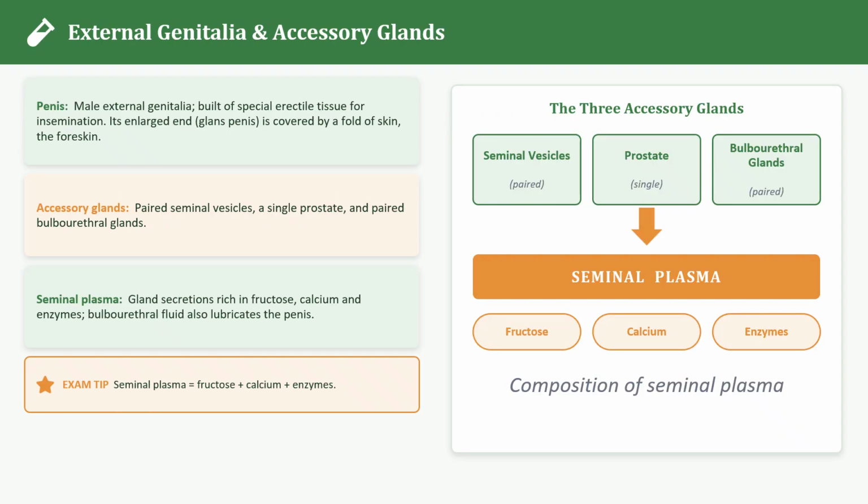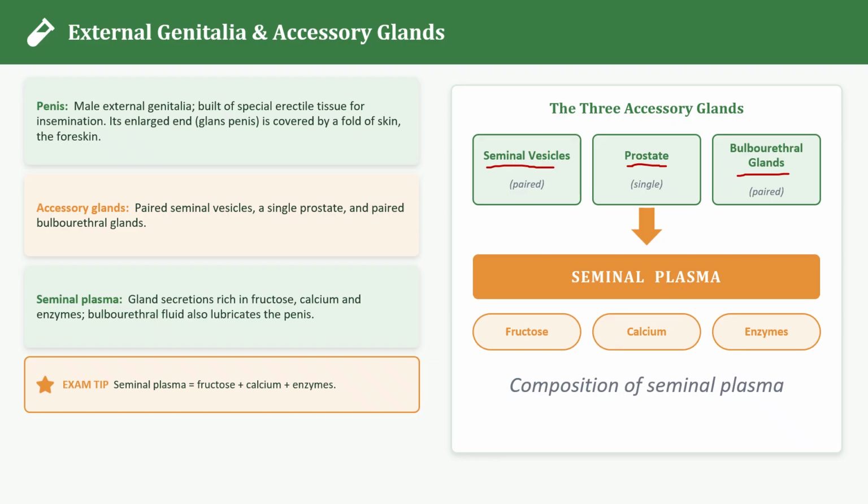Next, we are going to see the external genitalia and accessory glands. The penis is the external reproductive organ responsible for transferring semen into the female reproductive tract during insemination. When we talk about the accessory glands, we have three accessory glands. The first one is the seminal vesicle, which is paired, that is two in number, the prostate is single, and the bulbourethral glands are paired, that is two in number.